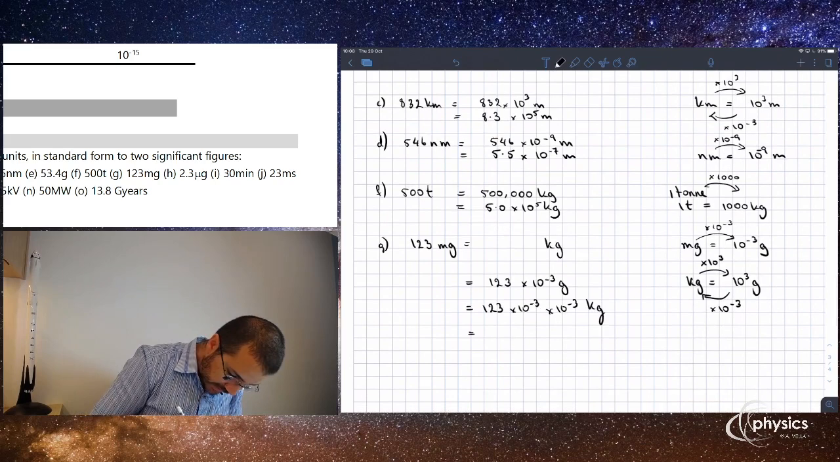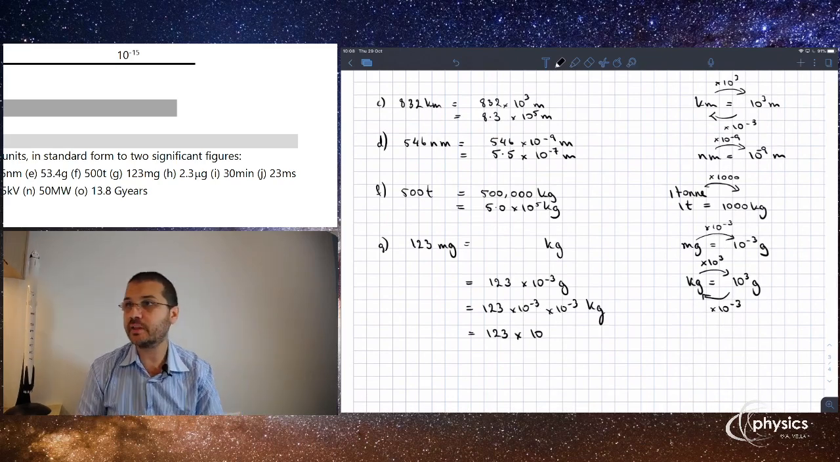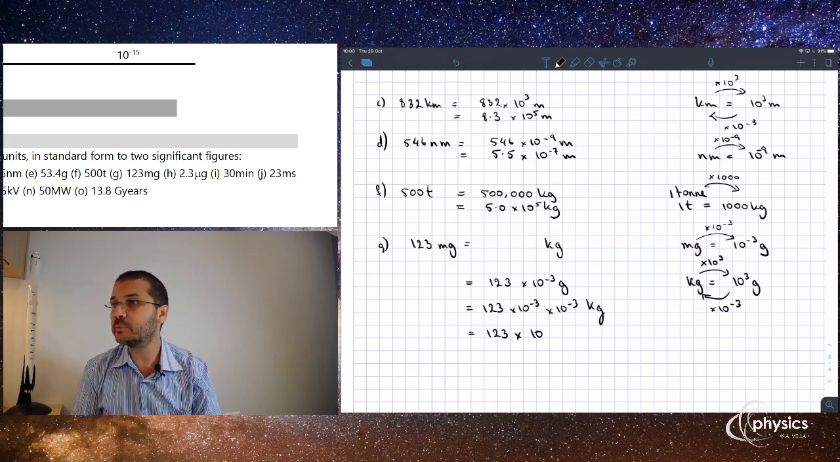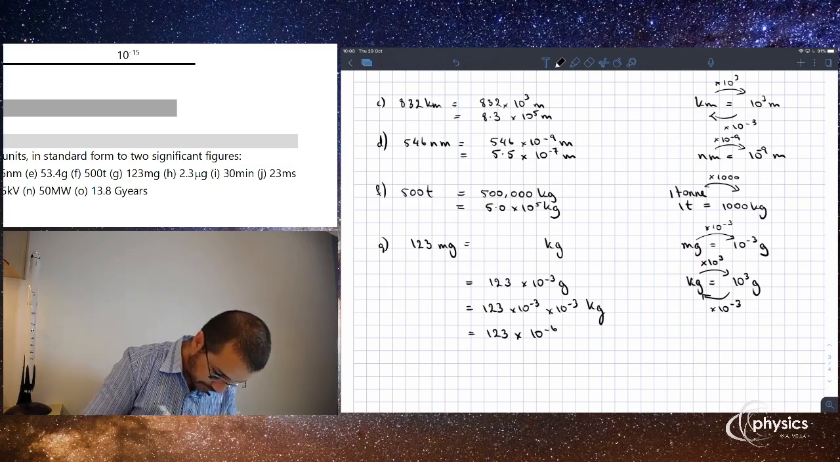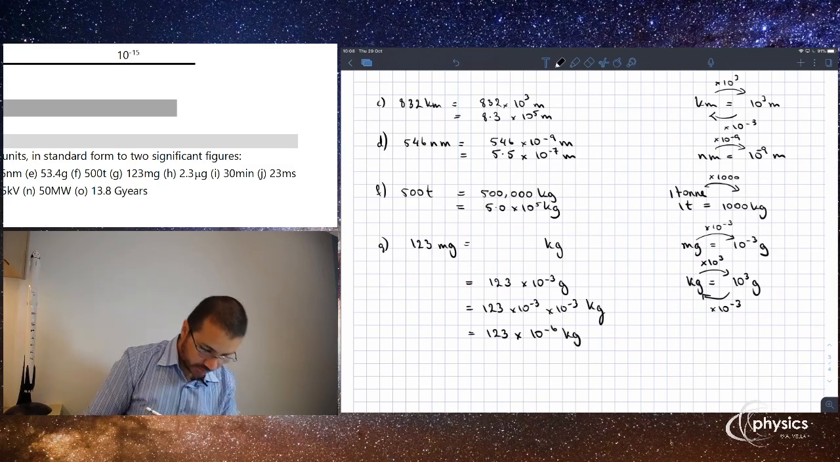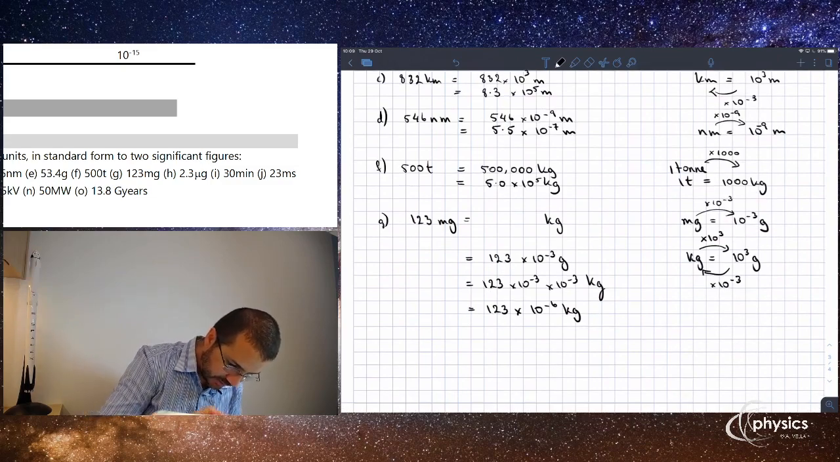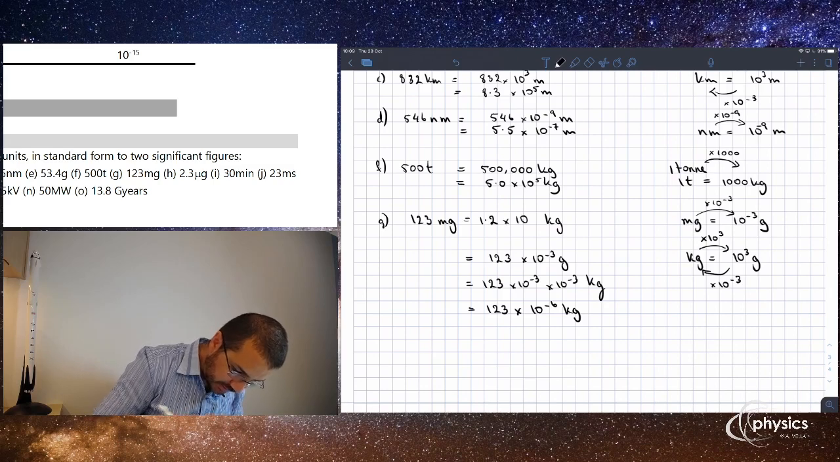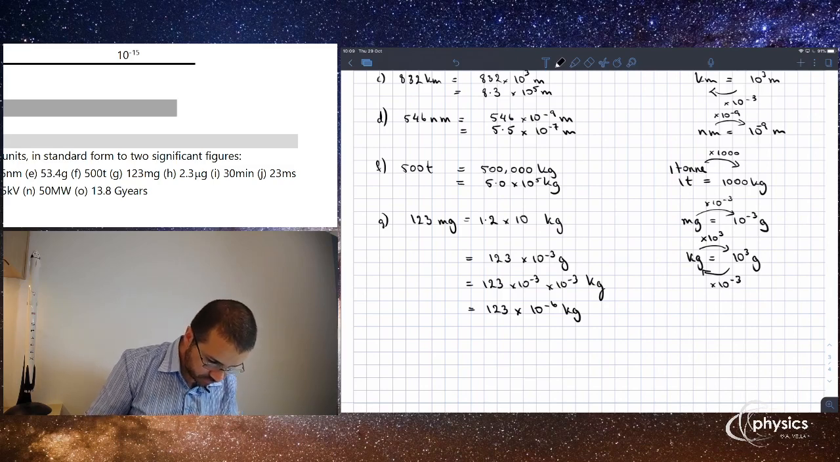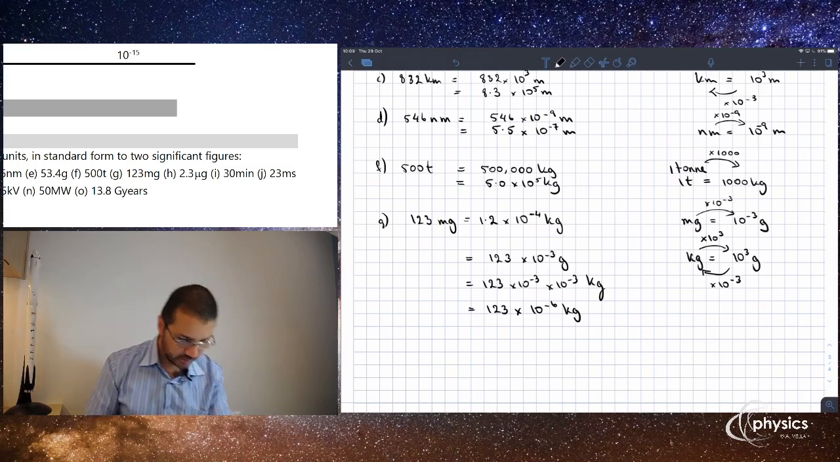So the answer would be 1.3 times 10 to the minus 3, times 10 to the minus 3, then together they will be 10 to the minus 6. Exactly. Alright, now either you leave it like that, or else, if we want it in a formal way, it will be 1.2 times 10 to the minus 4 kilograms.